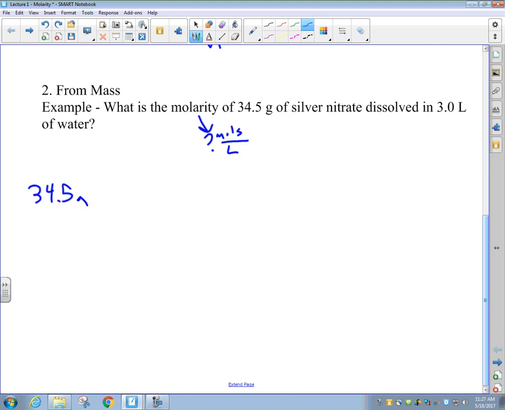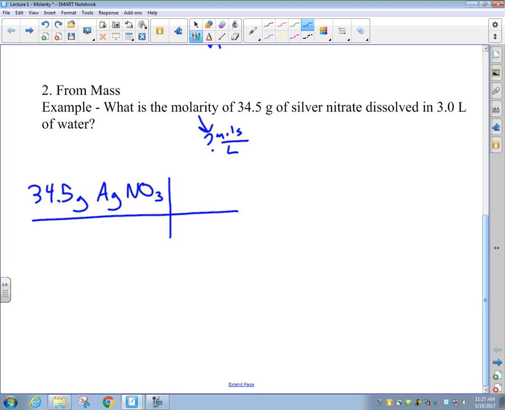We have 34.5 grams. Silver is Ag. Nitrate is a polyatomic ion, NO3. Silver has a +1 charge and nitrate has a -1 charge, so those come together in a 1-to-1 ratio to make a neutral compound.